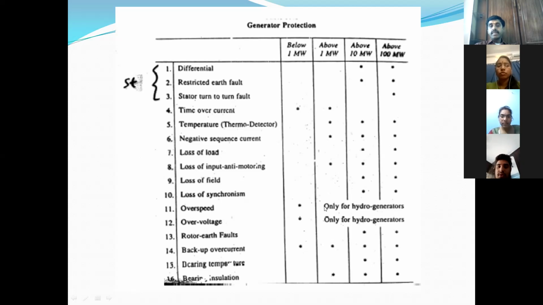So here you can see for only hydro generators, we know hydro generators means salient pole rotors, and thermal generators means high-speed generators, high-speed turbines are there. For hydro generators, over speed and over voltage protections will be provided.